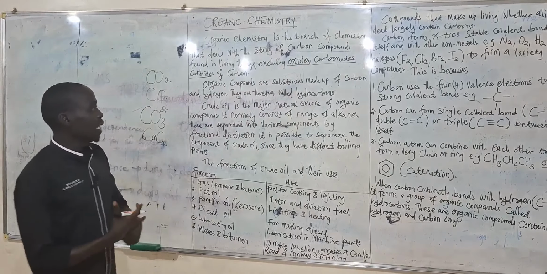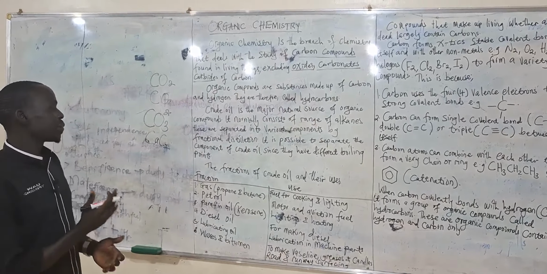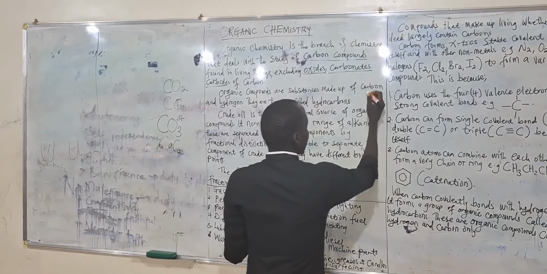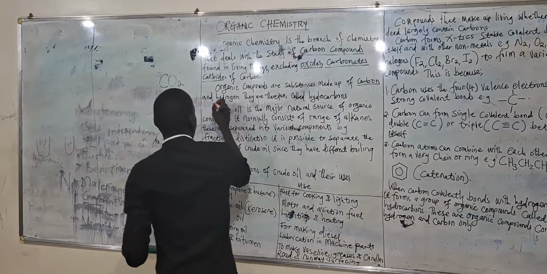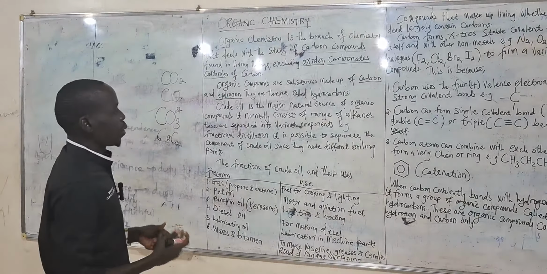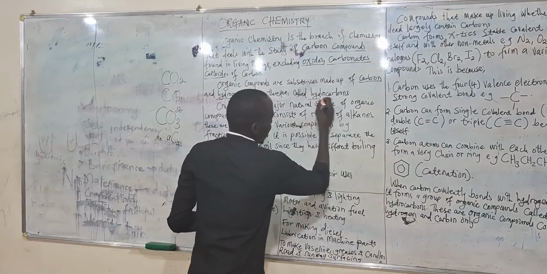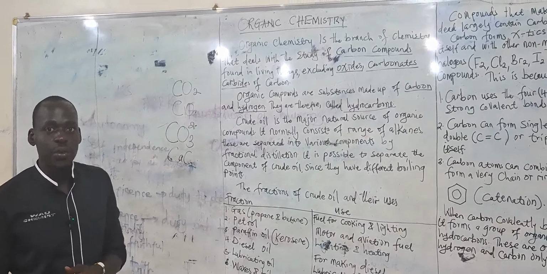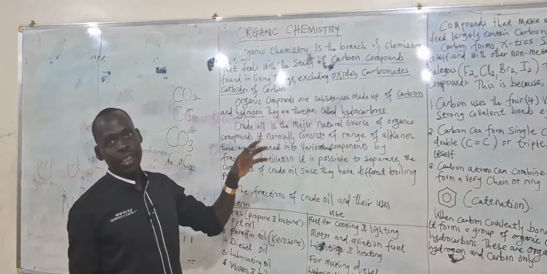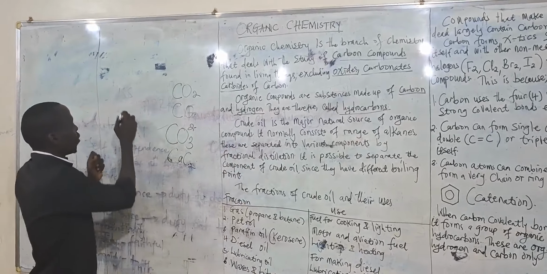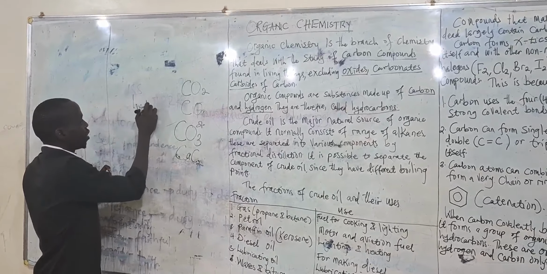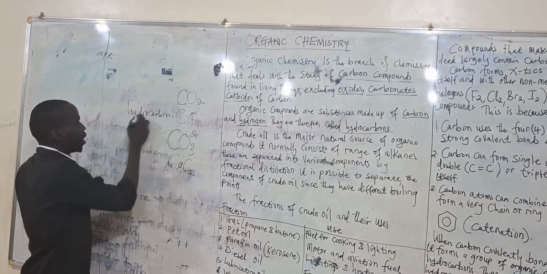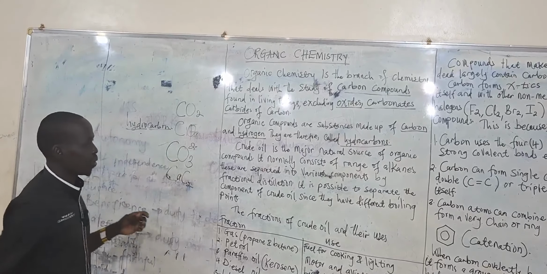So here we have the organic compounds. Organic compounds, we are saying they are simply those substances that are made up of carbon and hydrogen. And these ones are called hydrocarbons. So hydrocarbon, you shall see the definition ahead. These are organic substances which contain hydrogen and carbon only. That's why we call them hydrocarbons. The word hydro is from hydrogen, then carbon.